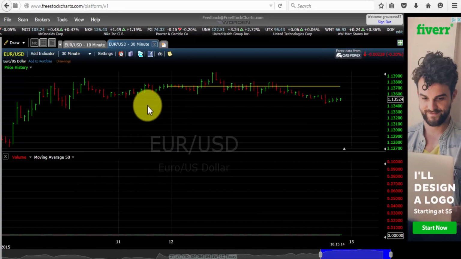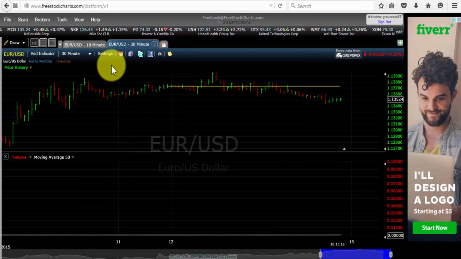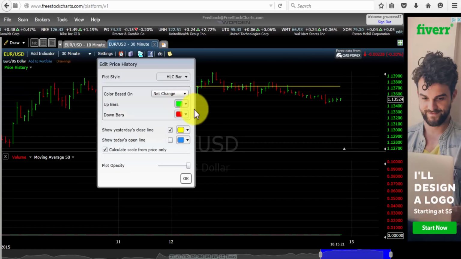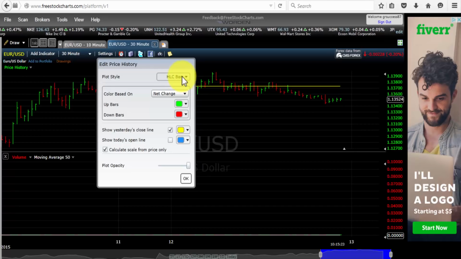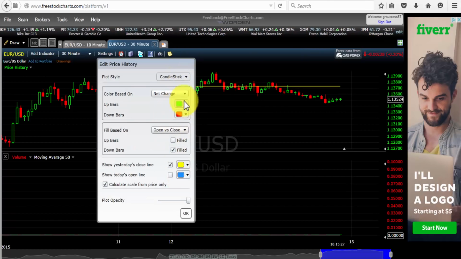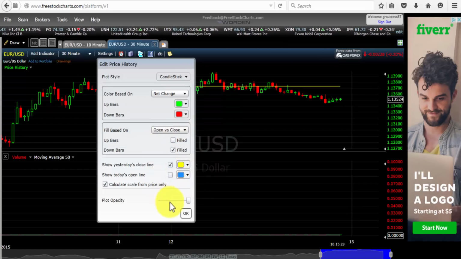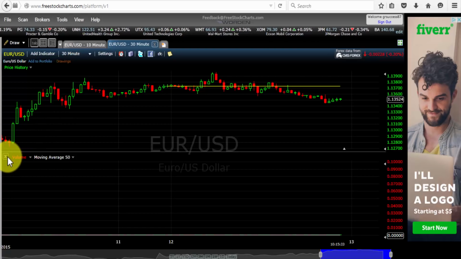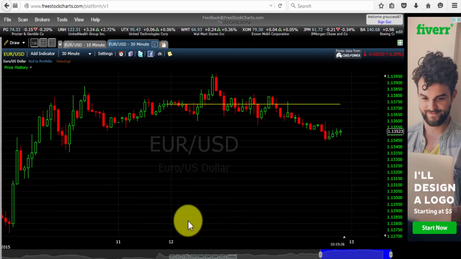Next, what we want to do is change the candlestick settings. You go up here to settings, plot style, where it says plot style on the top, you're going to change it to candlestick. And you don't need to change the colors, the default settings are just fine. So here we are. You want to eliminate this, and that's better.